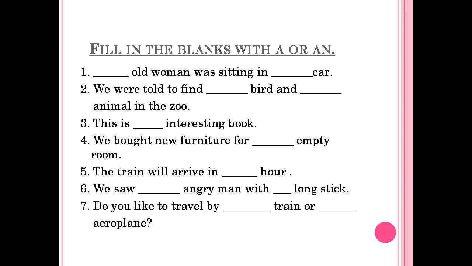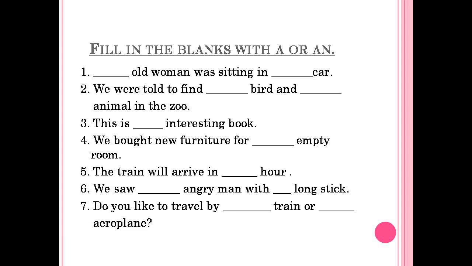Number 1, dash old woman was sitting in dash car. Old woman, O is a vowel sound. So "an old woman was sitting in" car. Car, C has a consonant sound, that's "ka", right? So we will write "a car". An old woman was sitting in a car.